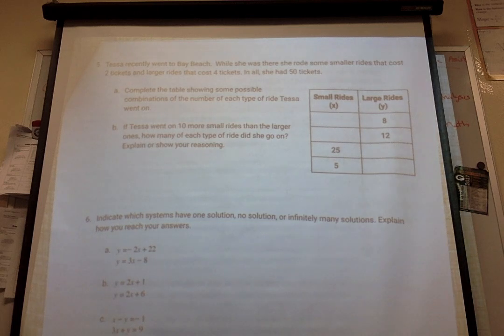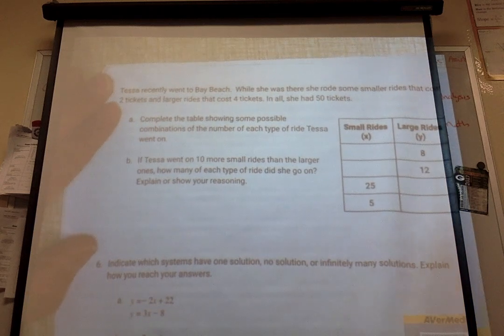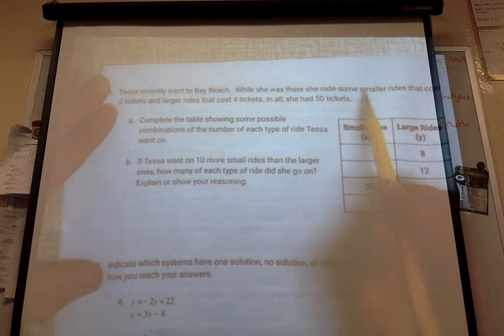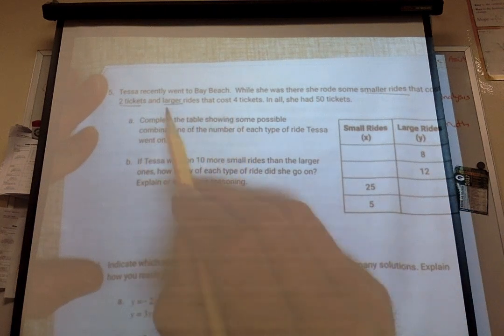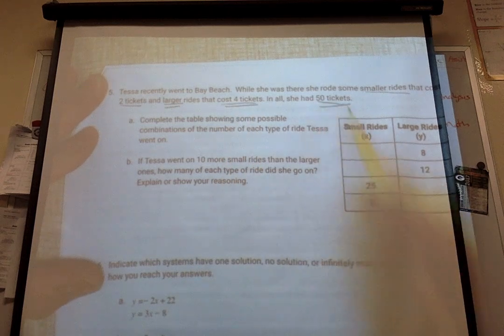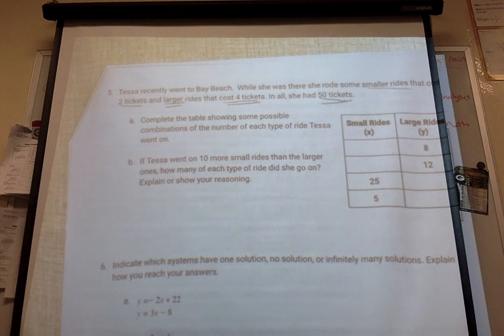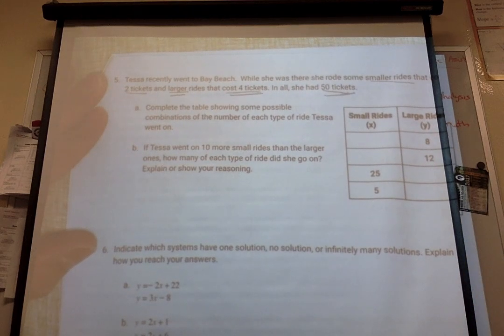So the very first one, what we want to do is, let's look at the information we know. So she went on some smaller rides. Smaller rides cost 2 tickets each, and the larger rides cost 4 tickets each. And we know there's a total of 50. So let's use that information to come up with an equation.